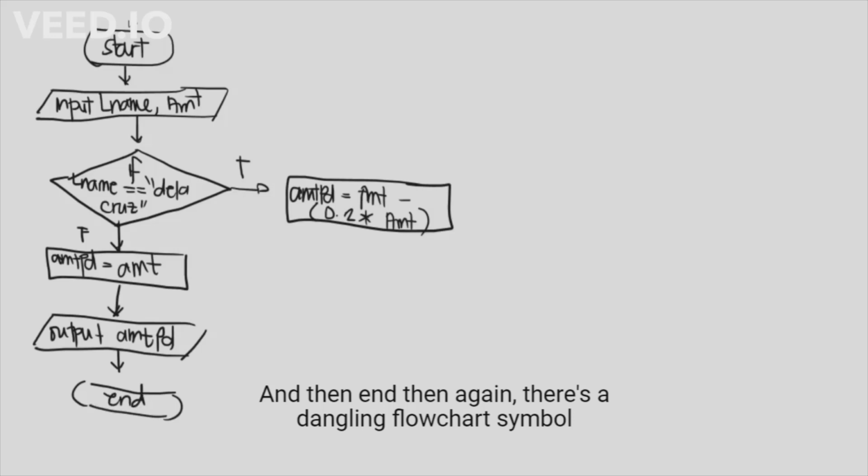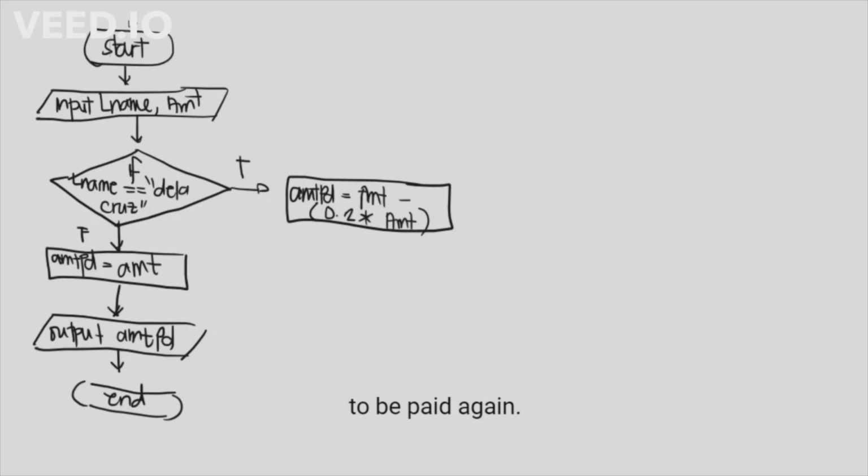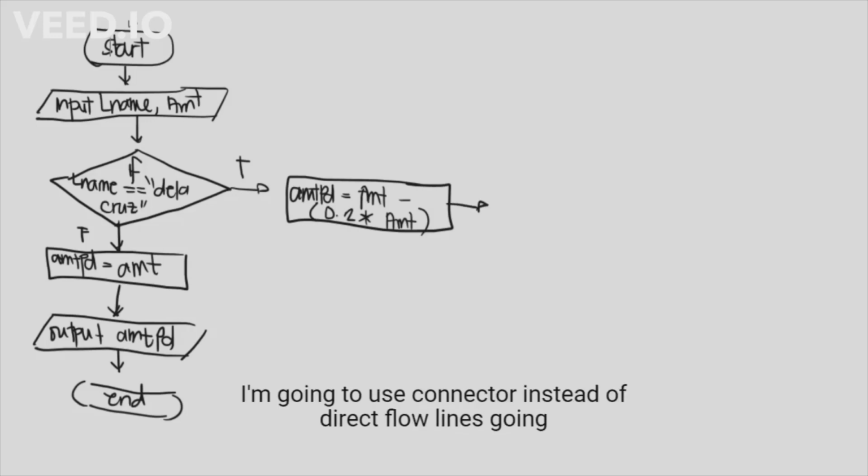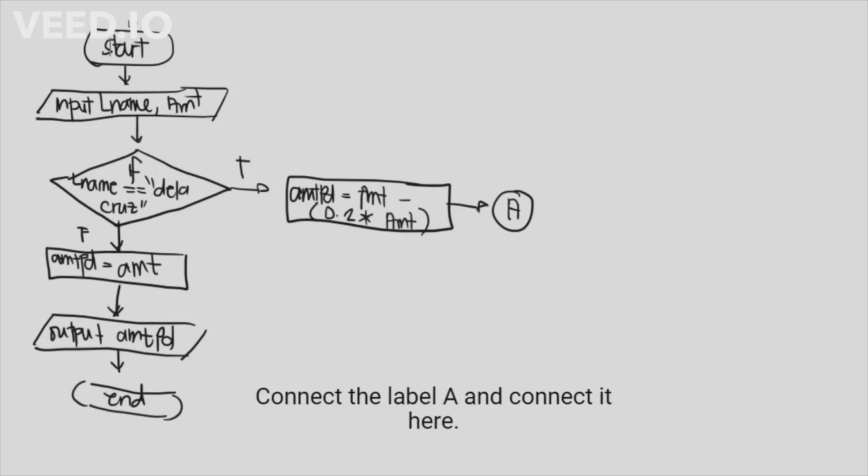And then end. Then again, there's a dangling flowchart symbol here, so I need to connect this in outputting the amount to be paid. So again, I'm going to use connector instead of direct flow lines. I'm going to use on-page connector, connect the label A, and connect it here.